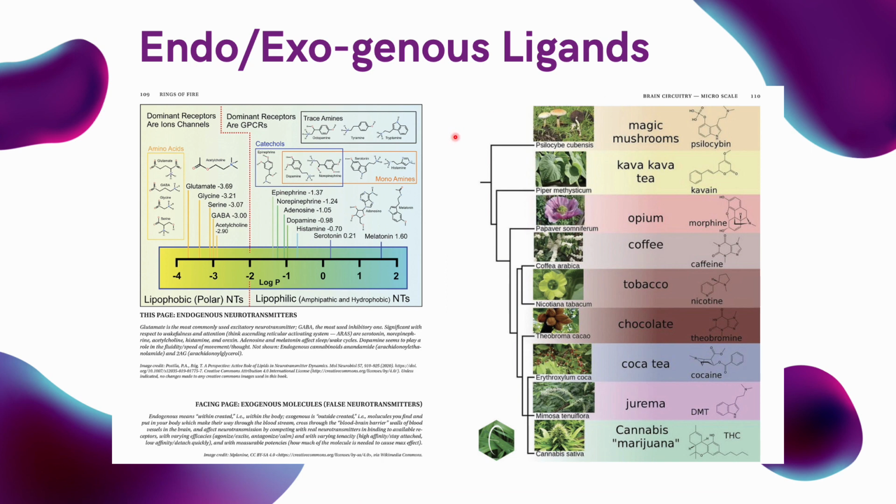Okay, this chart is showing you endogenous neurotransmitters on the left, and then false neurotransmitters or exogenous on the right. Of course, some of these things can be dangerous. Also, some of them are penalized or whatever, what have you. But basically, it's just showing you the structure of what these are, and it's showing you also lipophilic or lipophobic, ion channels, GPCRs, things like that. So kind of interesting.